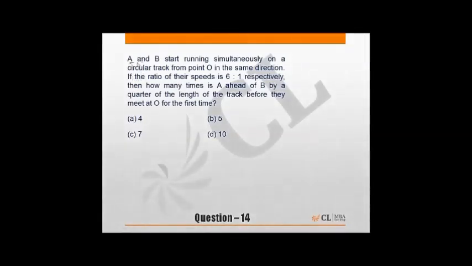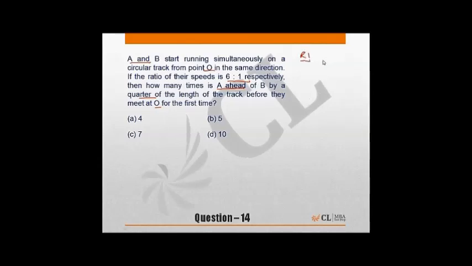Question 14. A and B start running simultaneously on a circular track from point O in the same direction. If the ratio of their speeds is 6:1 respectively, how many times is A ahead of B by quarter of the length of the track before they meet at O for the first time?